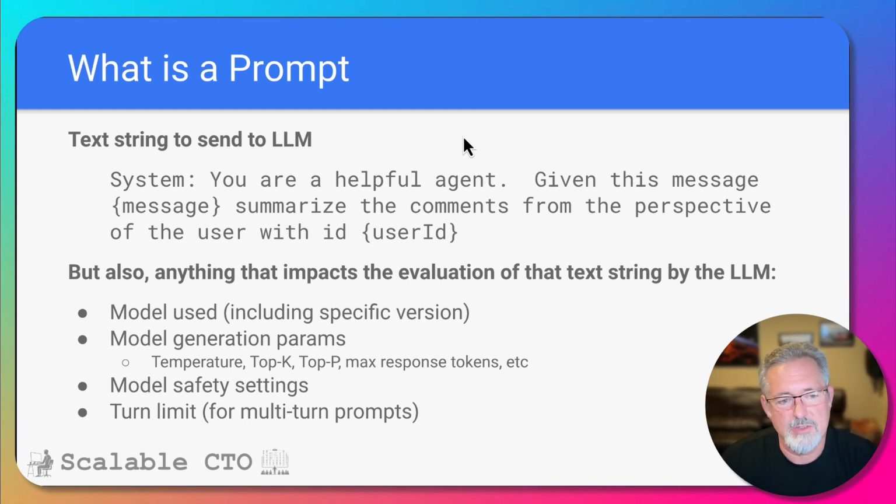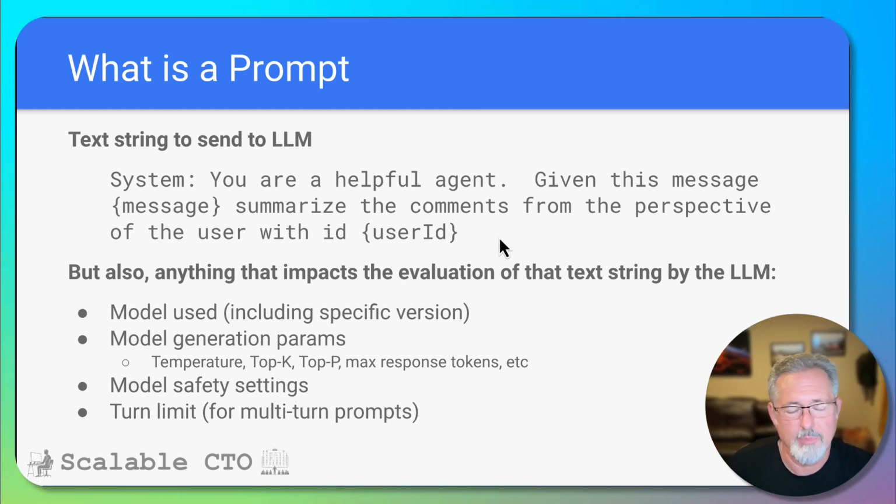The prompt is really anything that influences how the prompt is evaluated by the model, including the version of the model itself. So what model I'm using, what version of the model, any generation or safety parameters for that model, turn limits if I'm going to have multi-turn prompts. Anything that influences how that prompt works is part of the prompt by our definition. So if you're going to think about how to version control or generally manage prompts, it's not just the text string, it's all of the things that make up the prompt and how it's evaluated.